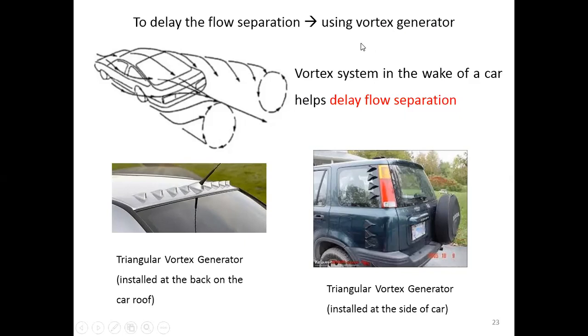Because this vortex can help delay the flow separation, or make it happen later on after it leaves the car. Okay, and this shows you the typical device that we call the vortex generator. It may be on the roof of the car or at the back of the car on the roof, but it can also be installed at the side of the car. This will help create the vortex flow when the car is running, and it will delay the flow separation.